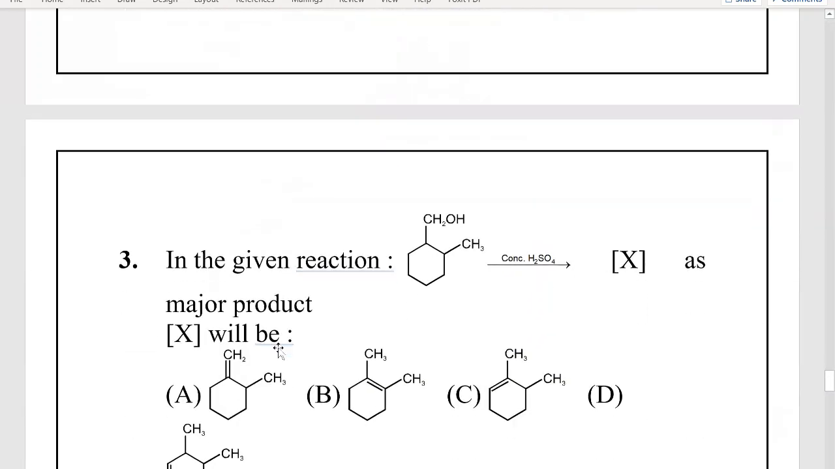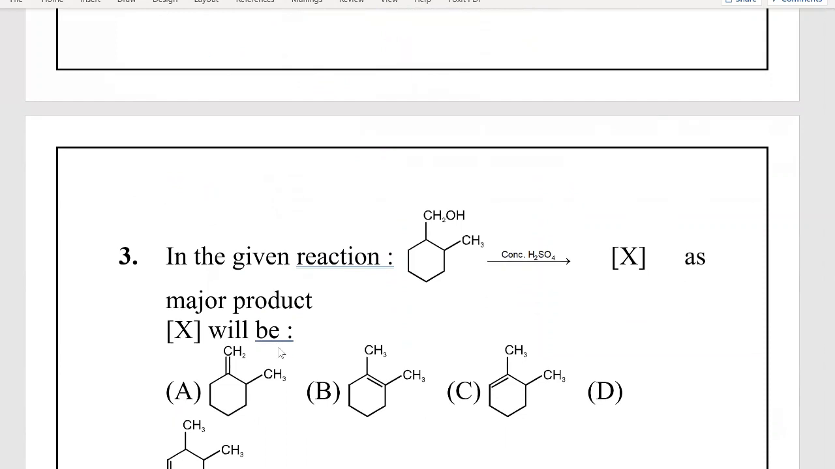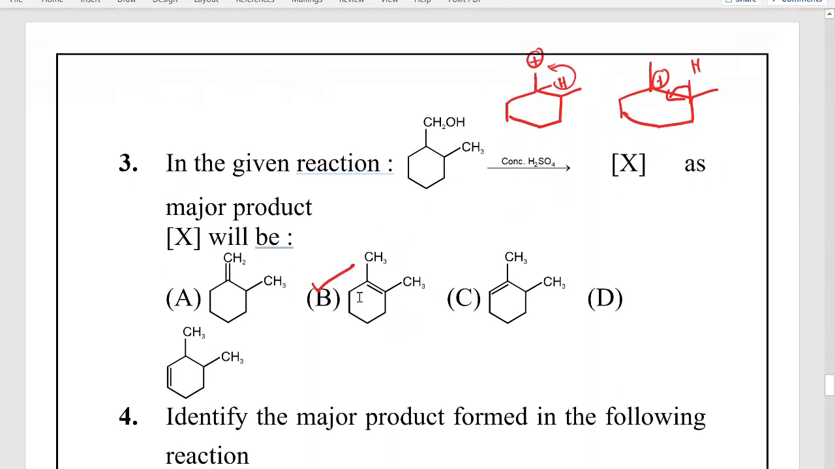And third, here CH2OH. So first what do we get? We will get a primary carbocation. A primary carbocation, and which undergoes what is that? A hydride shift. It becomes a tertiary carbocation. Tertiary carbocation. Now the beta hydrogen will eliminate from this one. So we will get B as the major product. If you want, you can try.